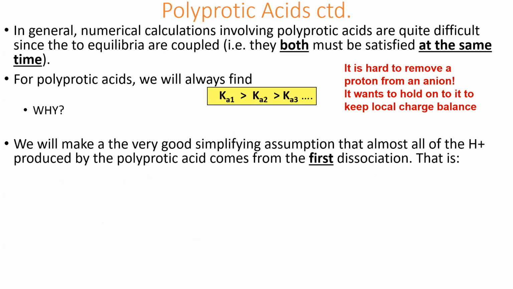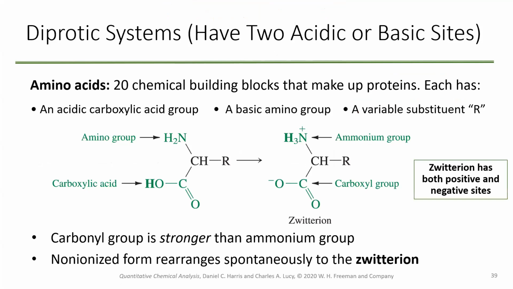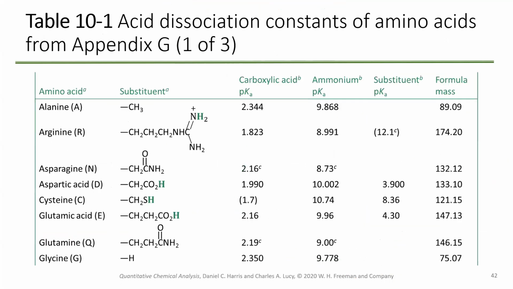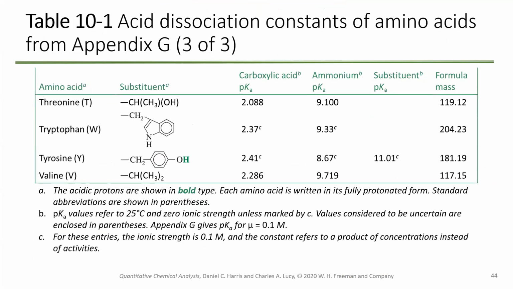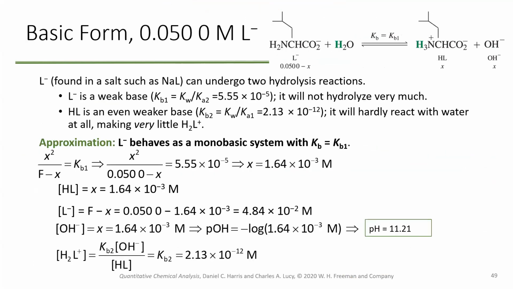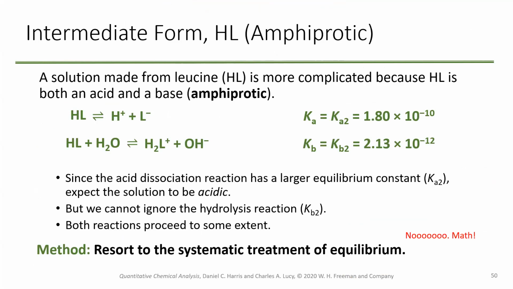K1 is always a big one. K2 is the next biggest one. K3 is next. It is hard to pull a successive proton off. You should know what a zwitterion is. Define that. Amino acids are just good examples of polyprotic acids. They've got one, two, or three. I definitely know this one. I don't know what that word means. Amphoteric means it can swing both ways.